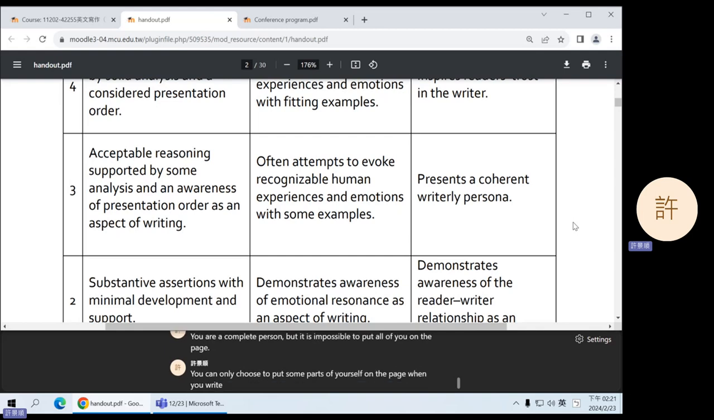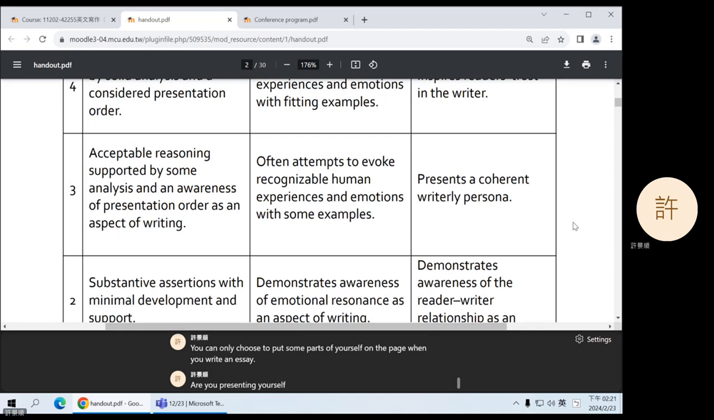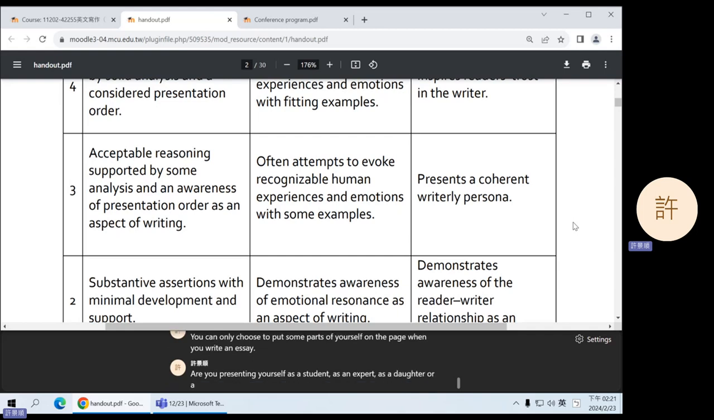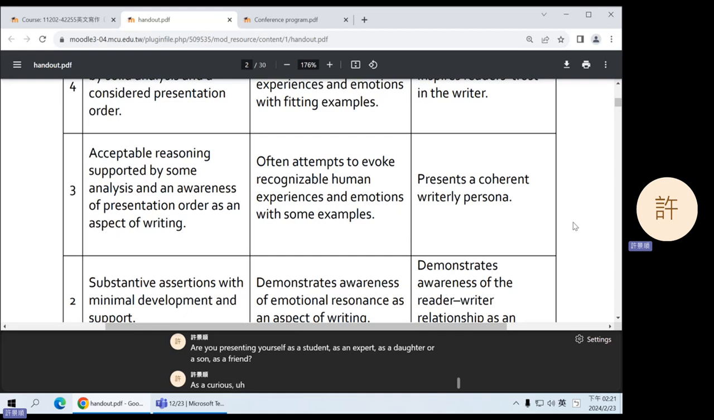When you write an essay, are you presenting yourself as a student, as an expert, as a daughter or a son, as a friend, as a curious stranger? What kind of character are you putting on the page? Level 3 says that no matter what character you choose, it is a coherent person. It feels like somebody. It's not just random details. It fits together to create a character.